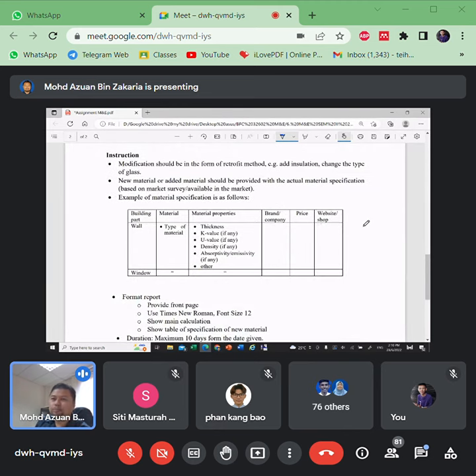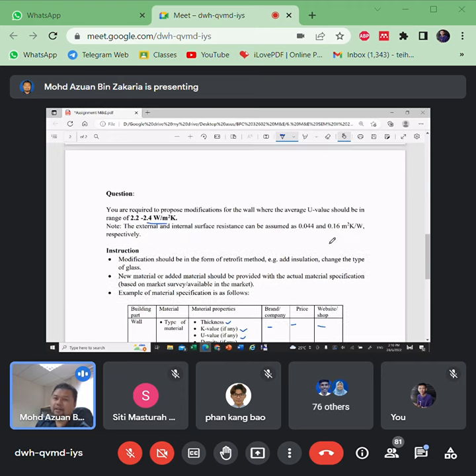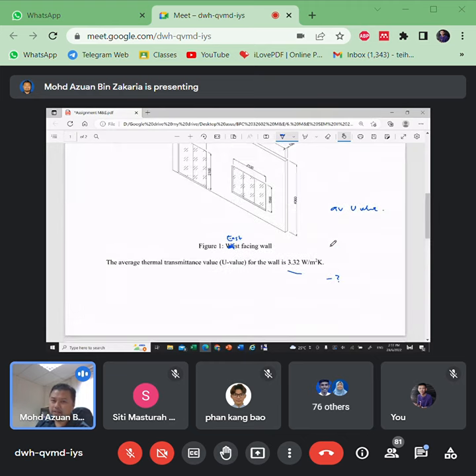Check dekat online Shopee ke apa, kalau ada insulation ke, XPS insulation board ke, polystyrene board ke, thickness dia berapa, K value dia berapa, U value dia berapa, brand apa, price, website, shop kat mana. Provide this. And then macam mana you nak optimize. Contoh kalau insulation dekat market jual hanya 25 mm, so tak cukup. So you buat double, 25 mm insulation 2 layers. Then baru boleh capai ini.